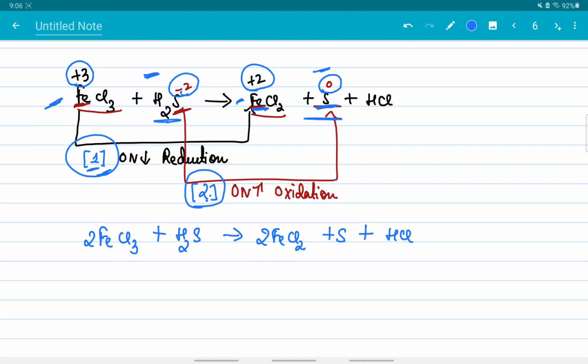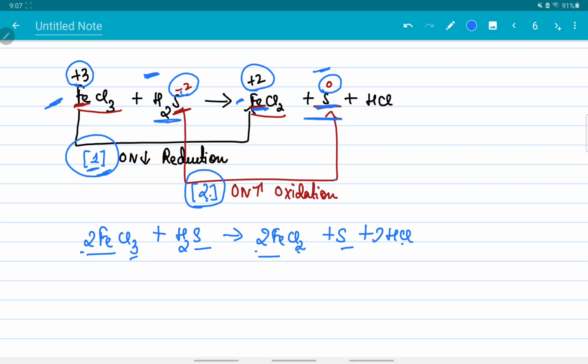Now our next step is we have to balance all the other atoms except oxygen and hydrogen. Then we will come on to oxygen and then hydrogen respectively. So if you check here, there is 2 Fe and 2 Fe. So iron is balanced on both the sides. Now check for sulfur. There is 1 sulfur, 1 sulfur. Sulfur is balanced on both the sides. Now if you check for chlorine, here it is 3 into 2, that is 6 chlorine on left hand side, and on this side it is 2 into 2, 4, plus 1, 5 chlorine.